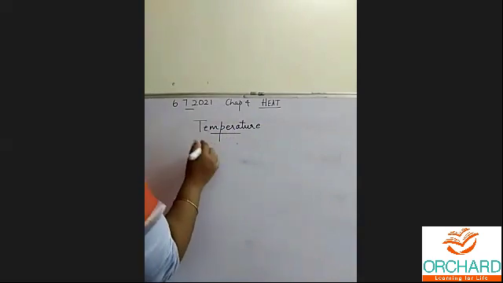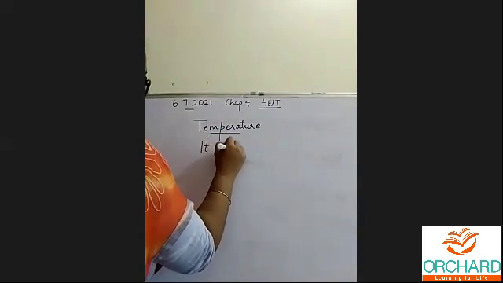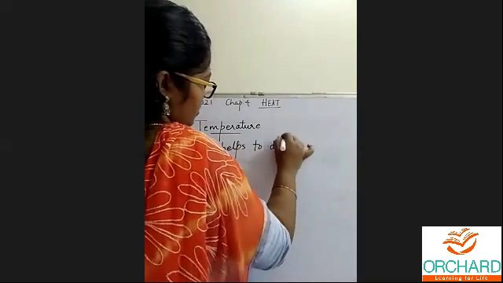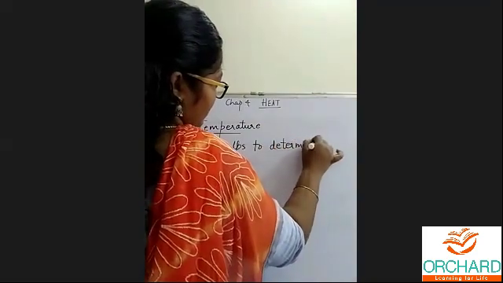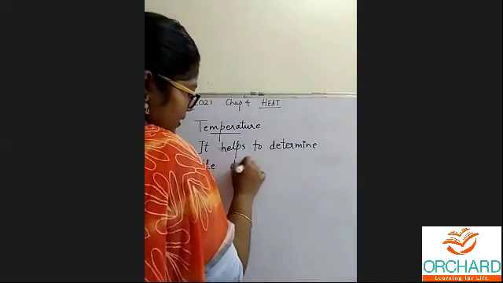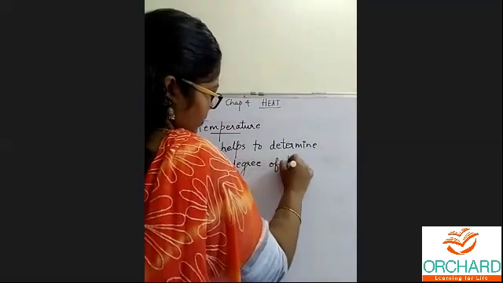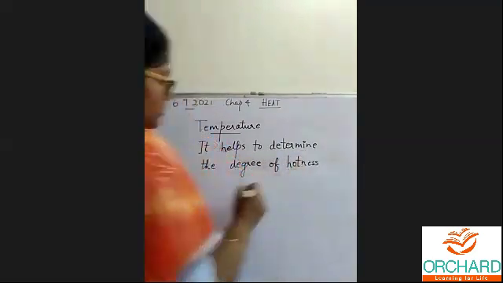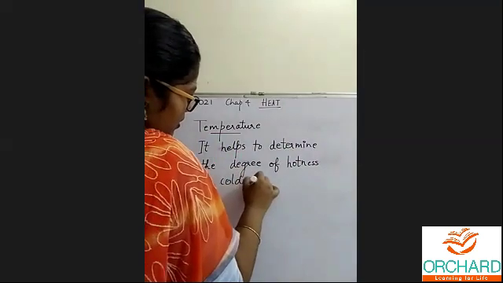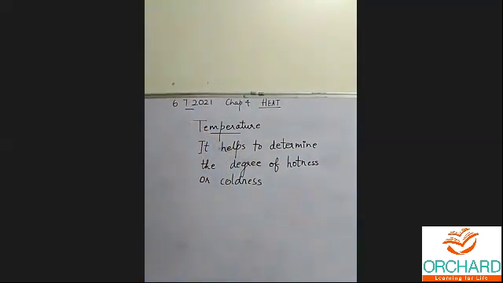What is temperature? It helps to determine the degree of hotness or coldness. Right? So temperature will help you to determine the degree of hotness. Okay, heat is determined by its temperature.